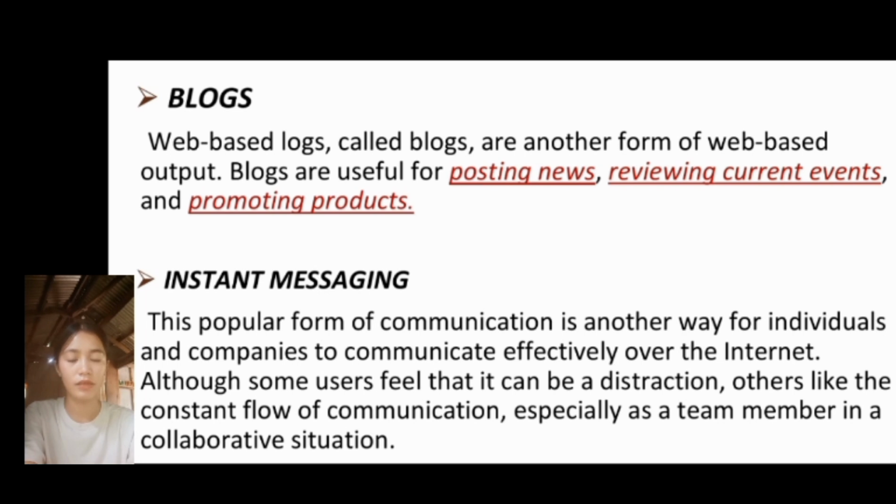instant messaging. This popular form of communication is another way for individuals and companies to communicate effectively over the internet. Although some users feel that it can be a distraction, others like the constant flow of communication, especially as a team member in a collaborative situation.